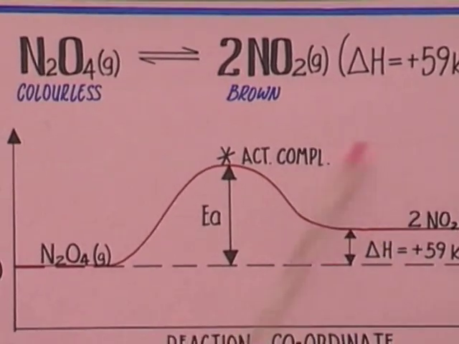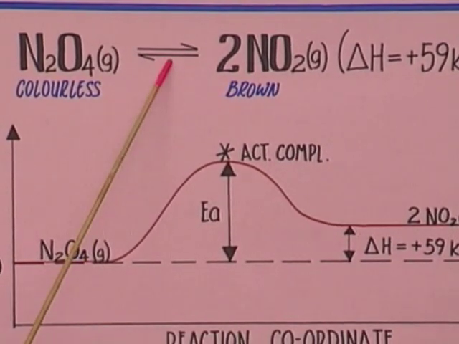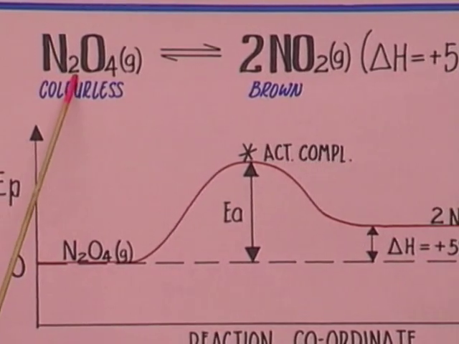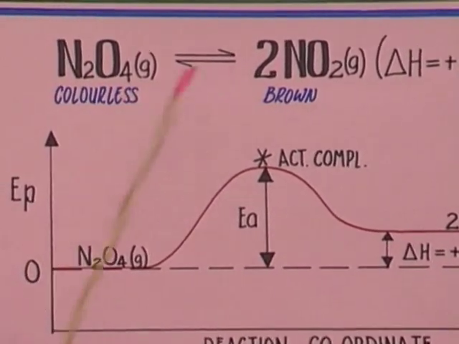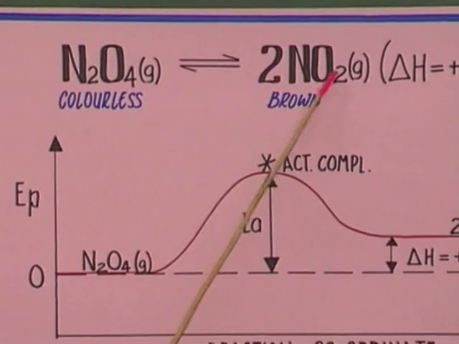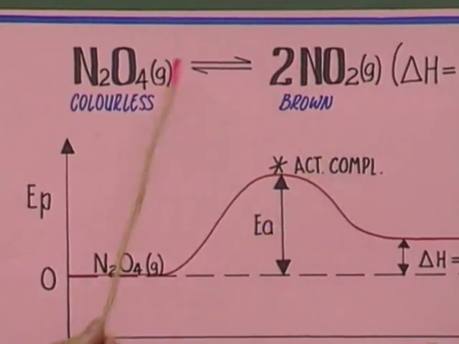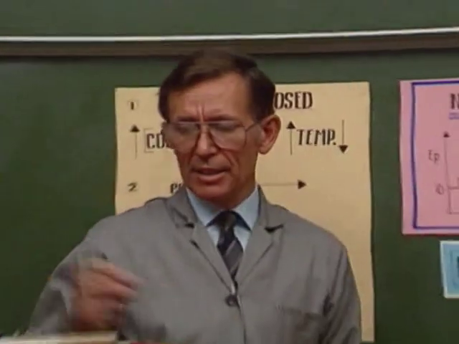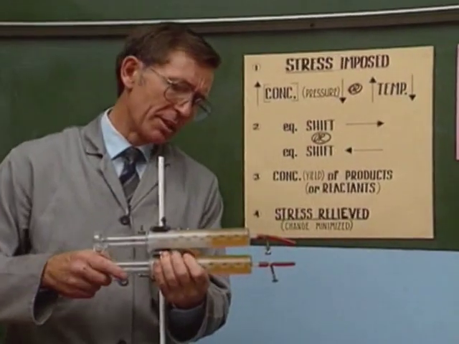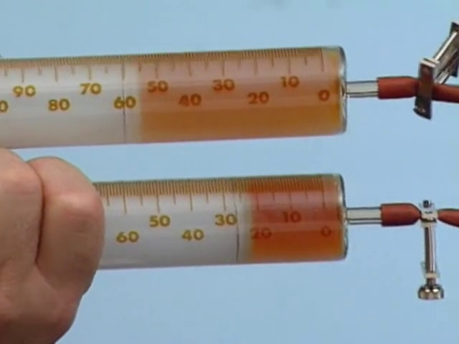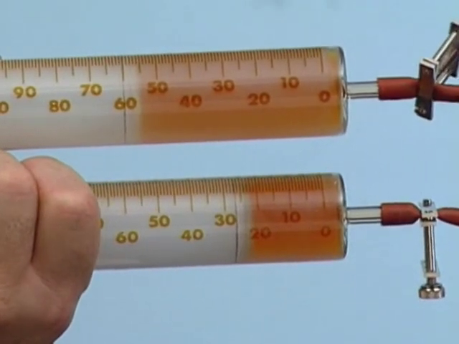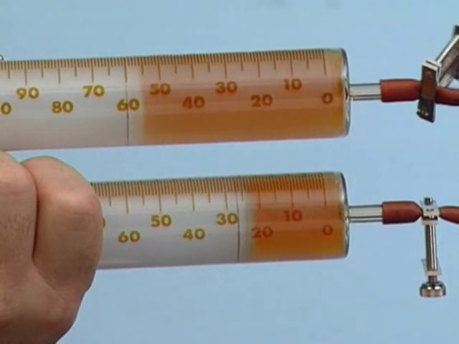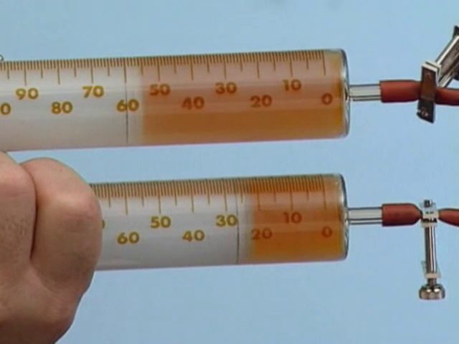This is the equation of the equilibrium established between the colorless dinitrogen tetroxide and the brown nitrogen dioxide, both in the gaseous phases. A sudden compression of the gas mixture causes an instantaneous darkening. And from my position, I can clearly see that the nitrogen dioxide gas concentration is diminishing because the equilibrium mixture is getting lighter brown.